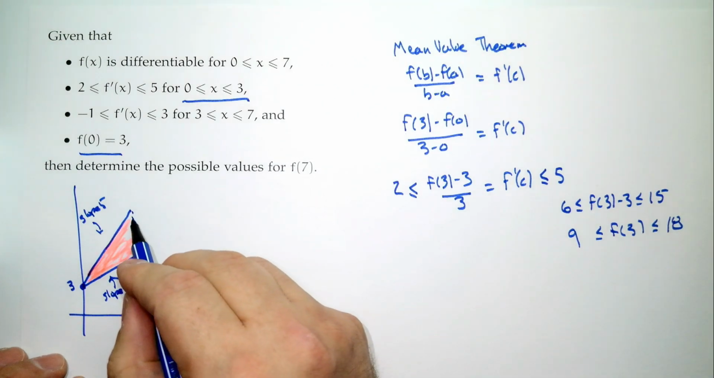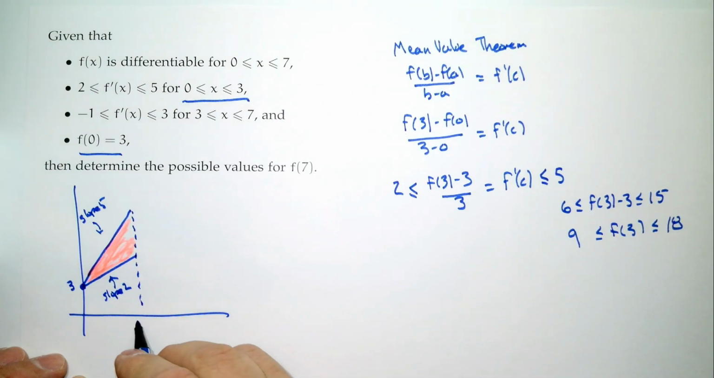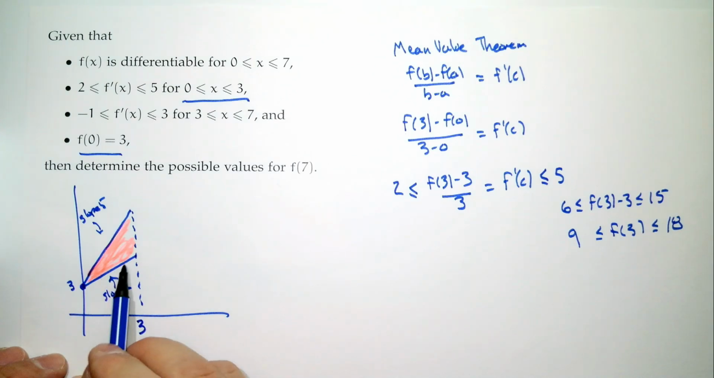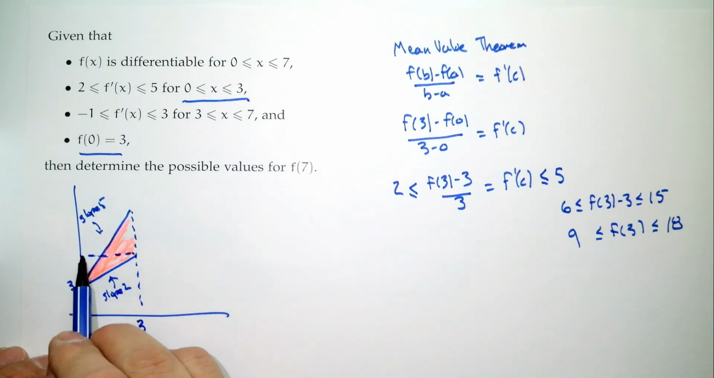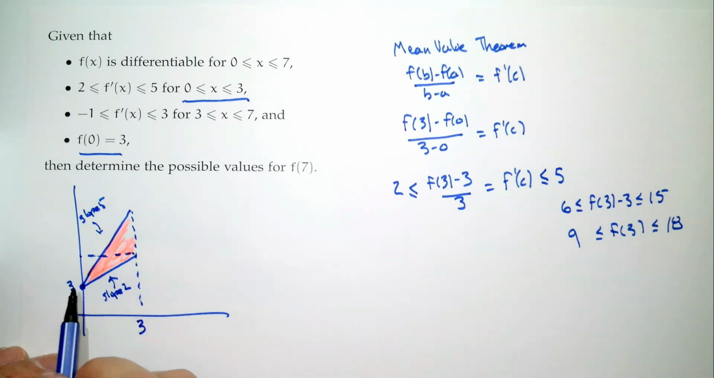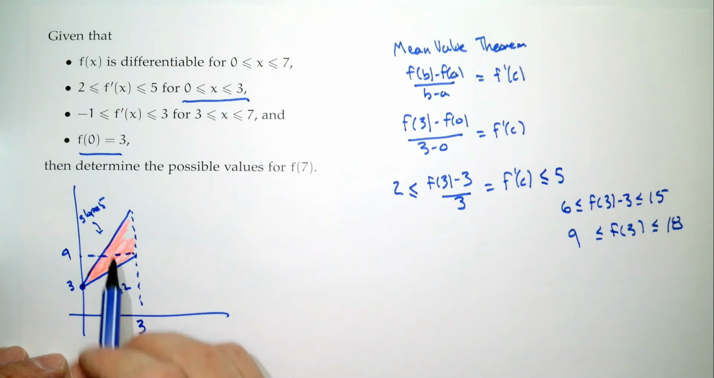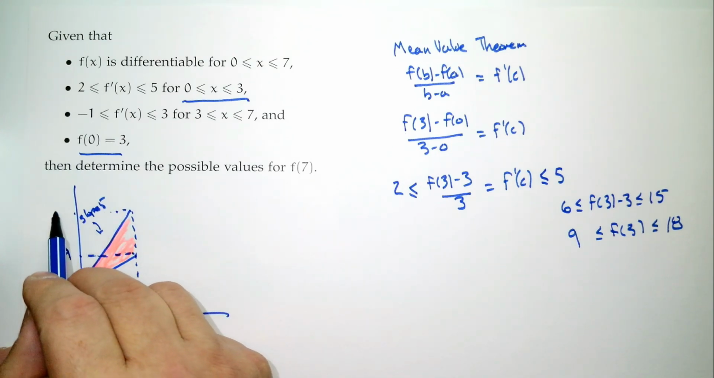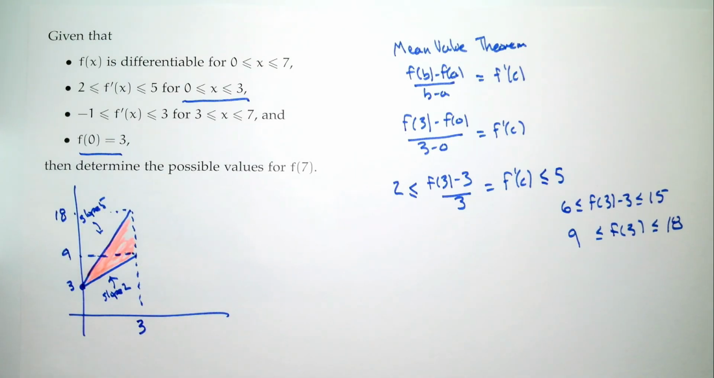So that's what happened. And so here at 3, since I went up by slope of 2, well, if I go slope of 2 over by 3, that says I went up by 6. That's why we get 9. If I go up by 5 over by 3, I increase by 15. That's why we got to 18. So we're not done yet, because now we have the second part. We say, okay, that's from 0 to 3. What happens 3 to 7? We got to keep going.